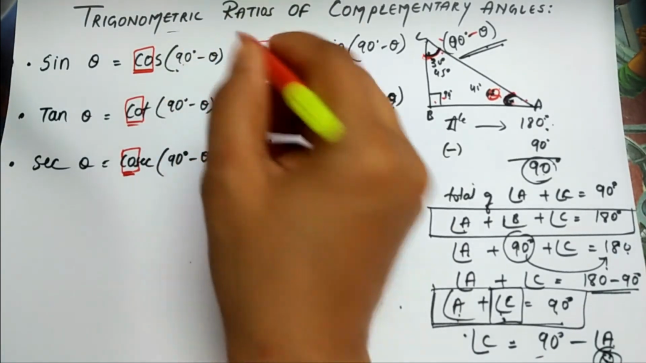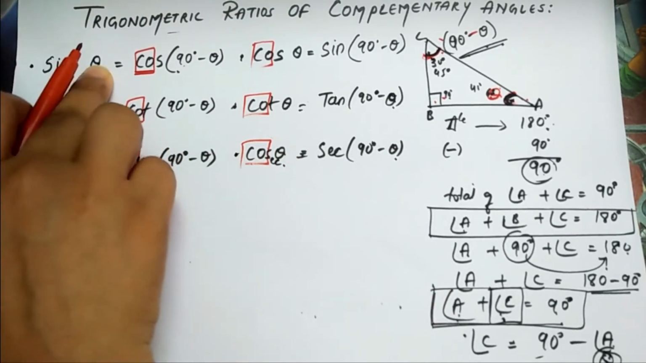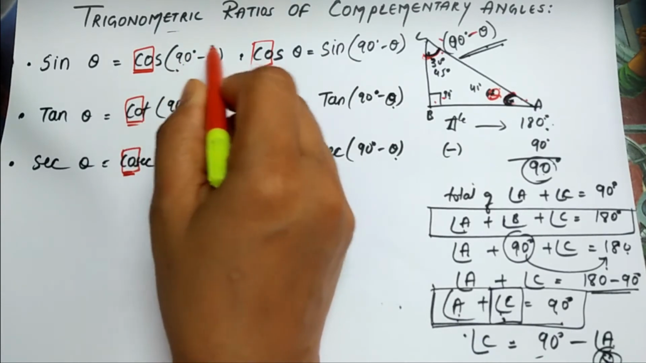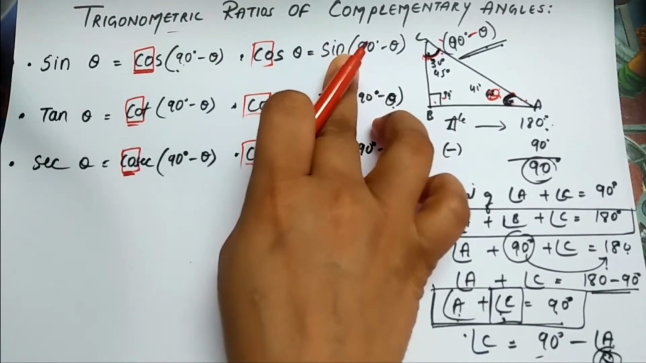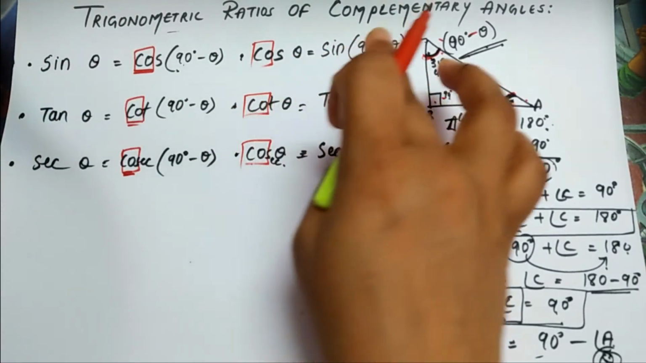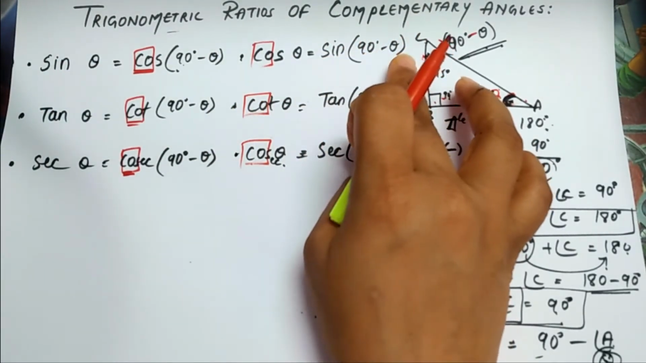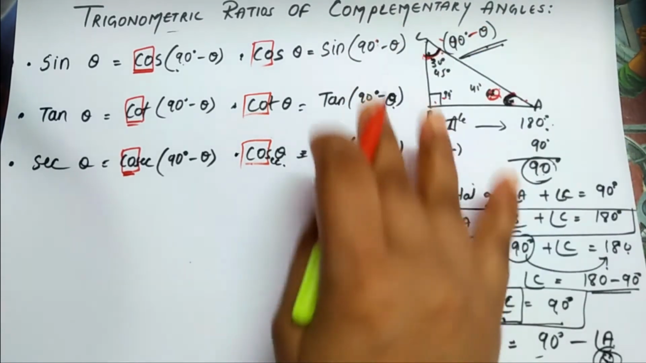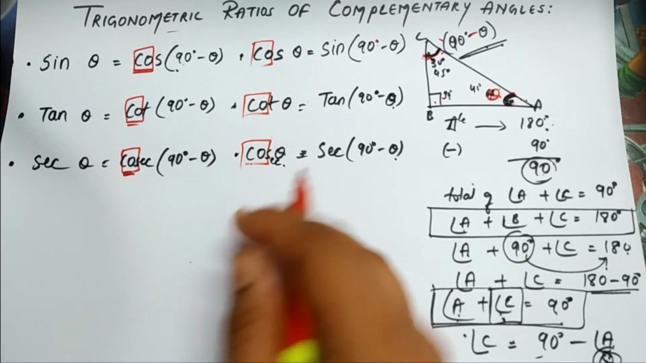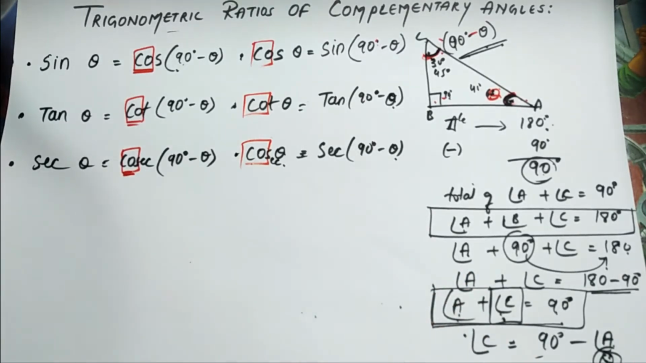Okay, and 90 minus theta is simple. Whenever there is a sine theta, its complementary angle will be cos of 90 minus theta, right? The same goes here, but this goes the opposite way. Cos theta is nothing but sine of 90 degrees minus theta. So this is about the complementary angle. Now we'll see how the application of this goes on.